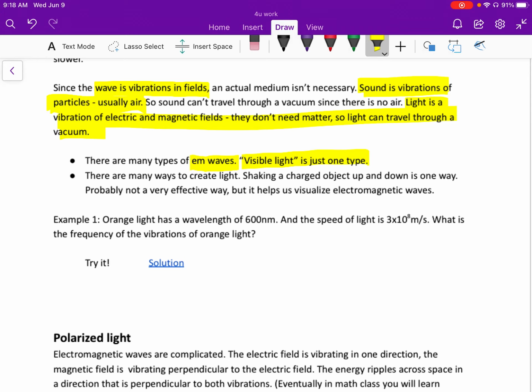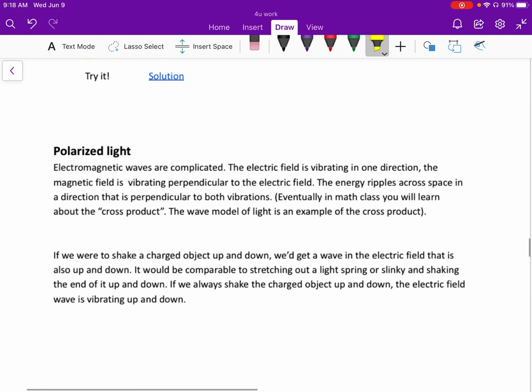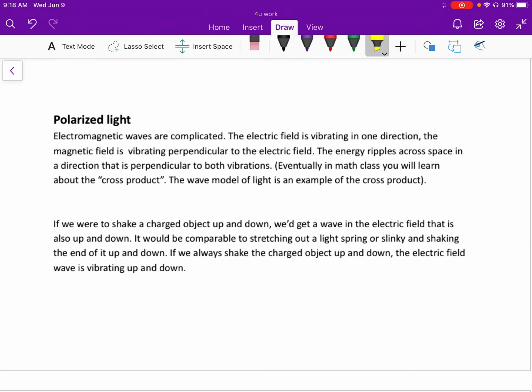Lots of different ways. I'm going to pause the video here before it gets too long, but take a look at example 1. It's really a grade 11 question. If I give you a lambda and a v, you should be able to calculate an f. I'm going to pause the video and then we'll talk a little bit about polarized light and we'll keep on cruising.